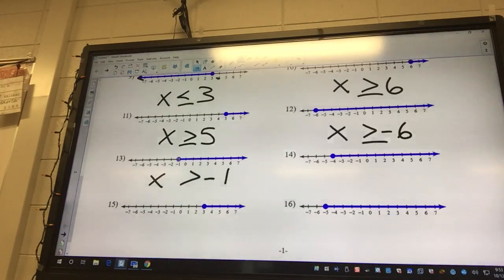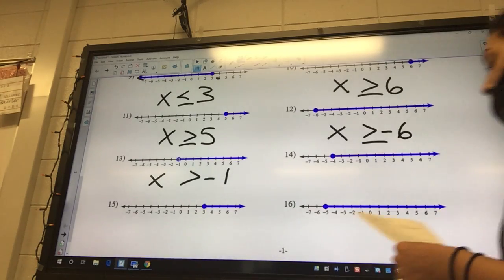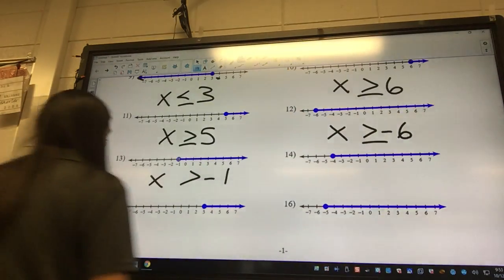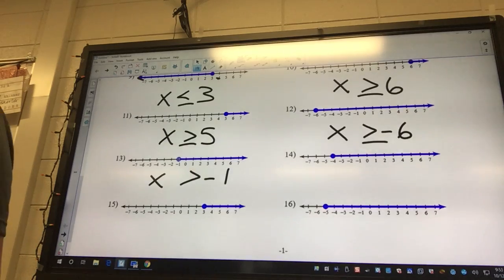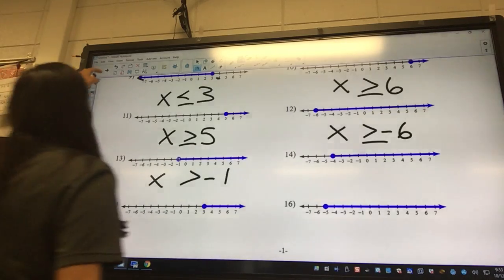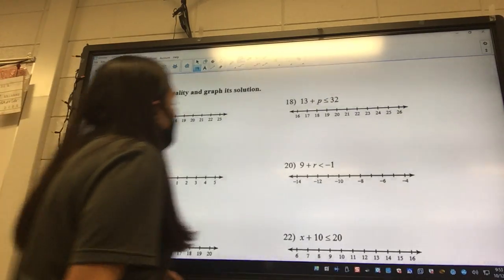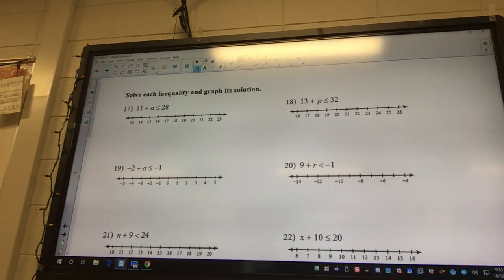This is all we're doing. No, this is just review. The backside is what we're doing. You have to know this to be able to do the backside. It's like combining everything we've learned. I think I'm going to be fine. You guys will all be fine. These are one steps. Okay, so look at 17.